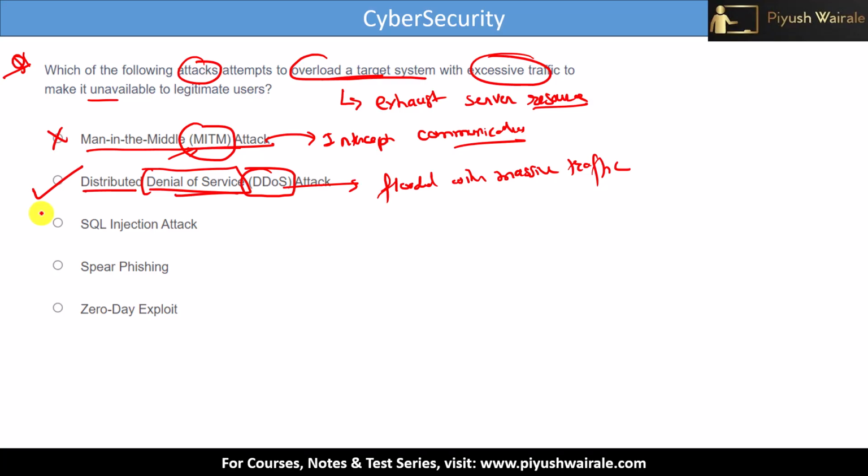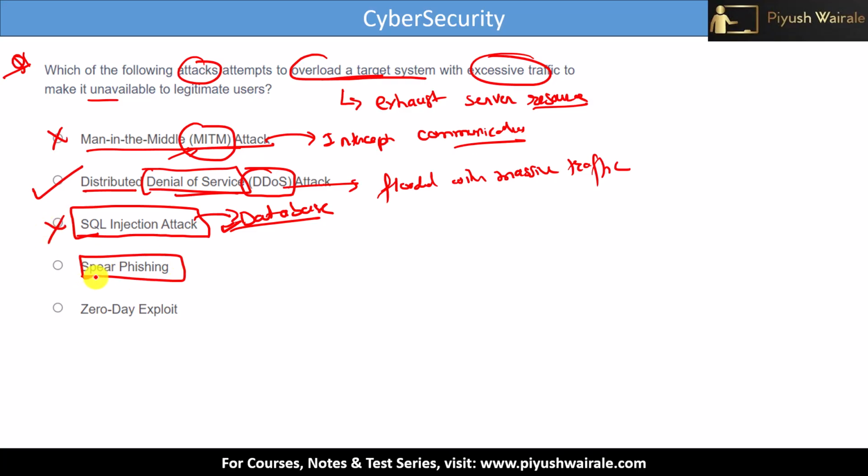Remember this point. The third option is SQL injection attack. Now, SQL injection attack deals with the database. Attackers write a malicious SQL query in such a way that it will always be true, and they will get all the data from that particular database. That is basically an SQL injection attack. It targets the database system through a malicious query. So option C is also not correct.